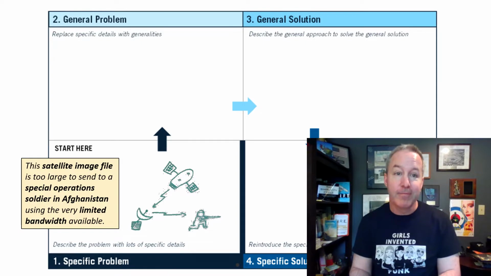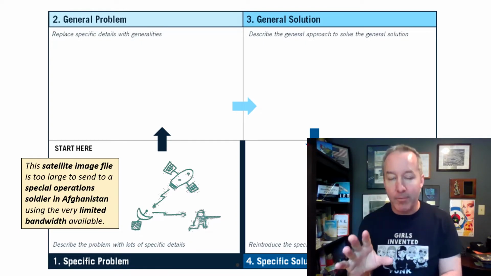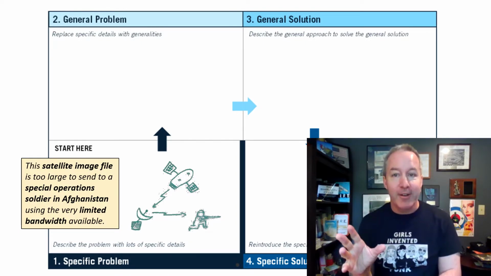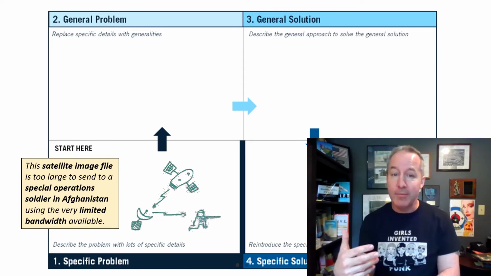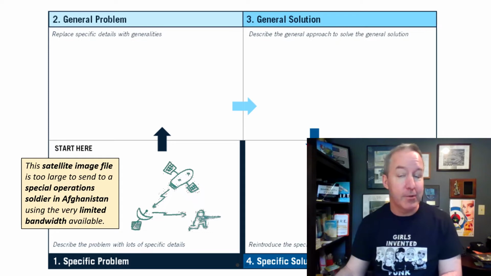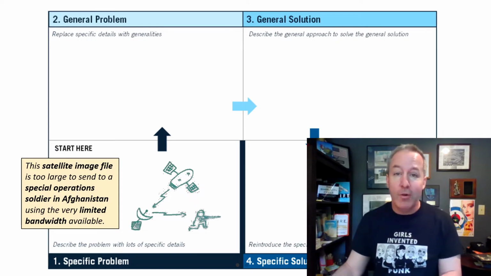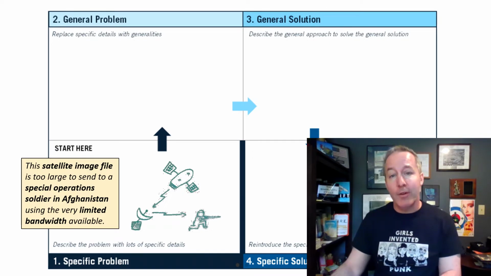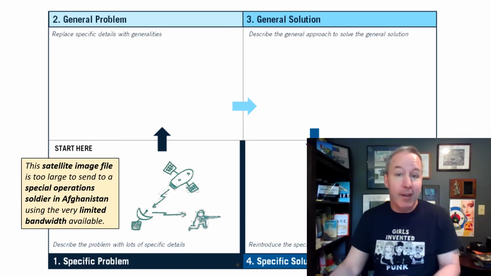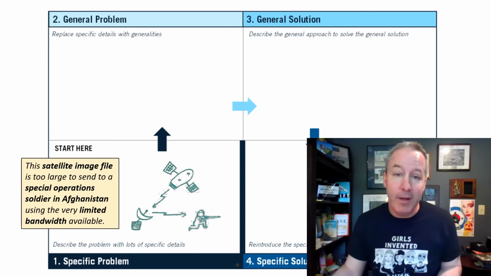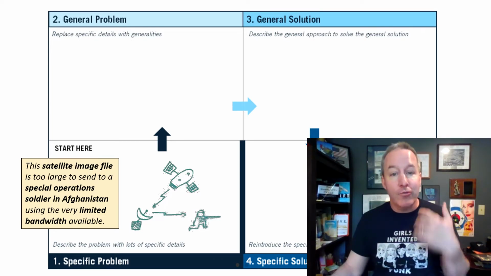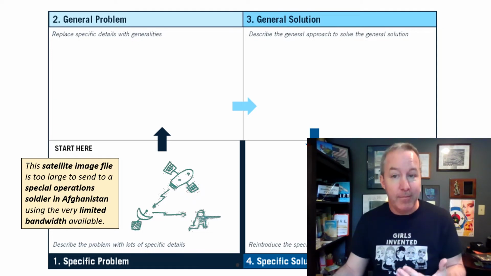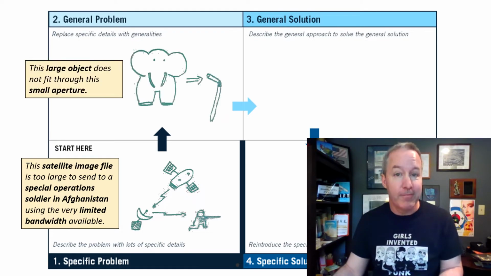slide. Okay, here's a real problem I worked on in the early 2000s. We had some huge satellite image files and we had to very quickly send them to highly mobile special ops troops running around in Afghanistan who had extremely limited bandwidth. It was a really hard problem with a lot of tough constraints, and it wasn't clear what a solution might even look like. So as you can see here, step 1 is to describe your problem very specifically. The more specific, the better.